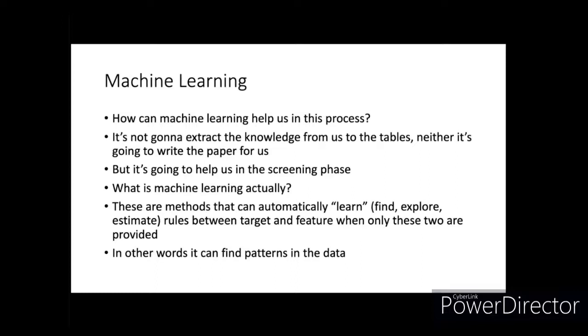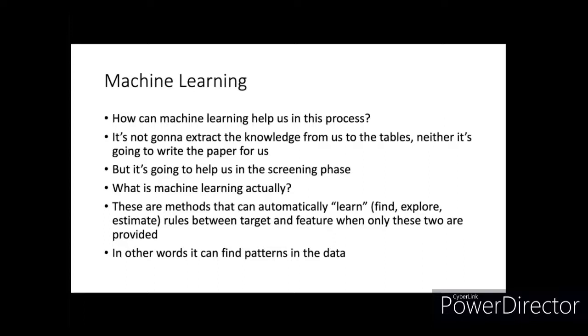We are going to use machine learning to help us in the screening phase, as I already said a few times. And what is machine learning? Just to finish this, it's the methods. To put it very simply, machine learning are methods and models, statistical models that can automatically learn, find, explore, and estimate rules between target and feature when only these two are provided and no rule is provided. So in other words, it can find patterns in the data. Target is also called an econometric dependent variable, and feature is called an independent variable. So this is machine learning.